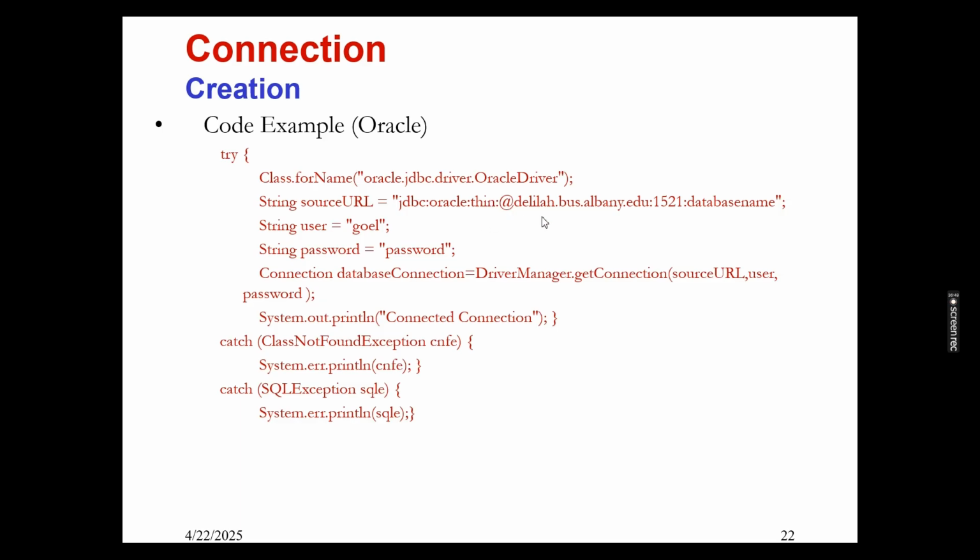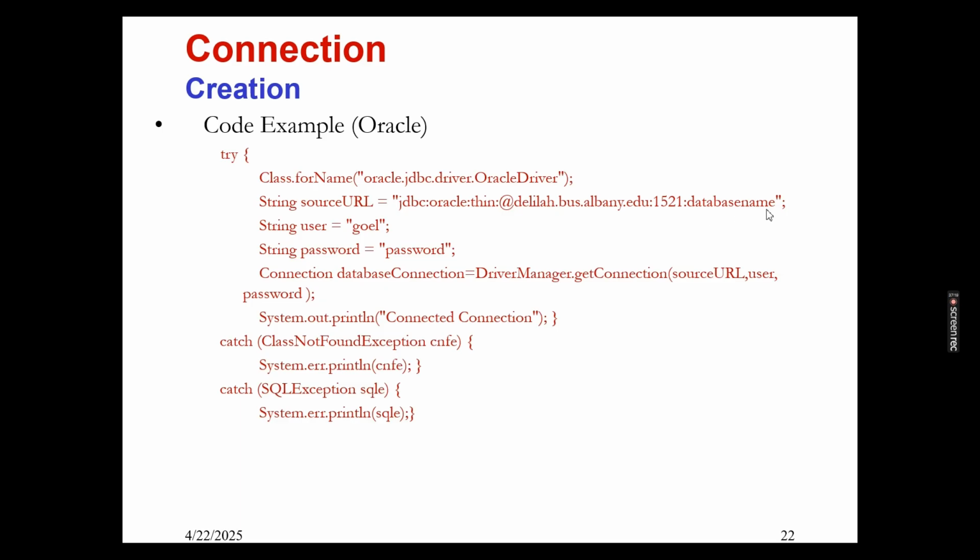Then at the rate, your database system name, that is your system IP address or system name, you can give, then colon 1521. 1521 is the common standard port for Oracle. And for MySQL, 3306 is the port number. And then the database name, so within Oracle, whatever database you have created, that database name.